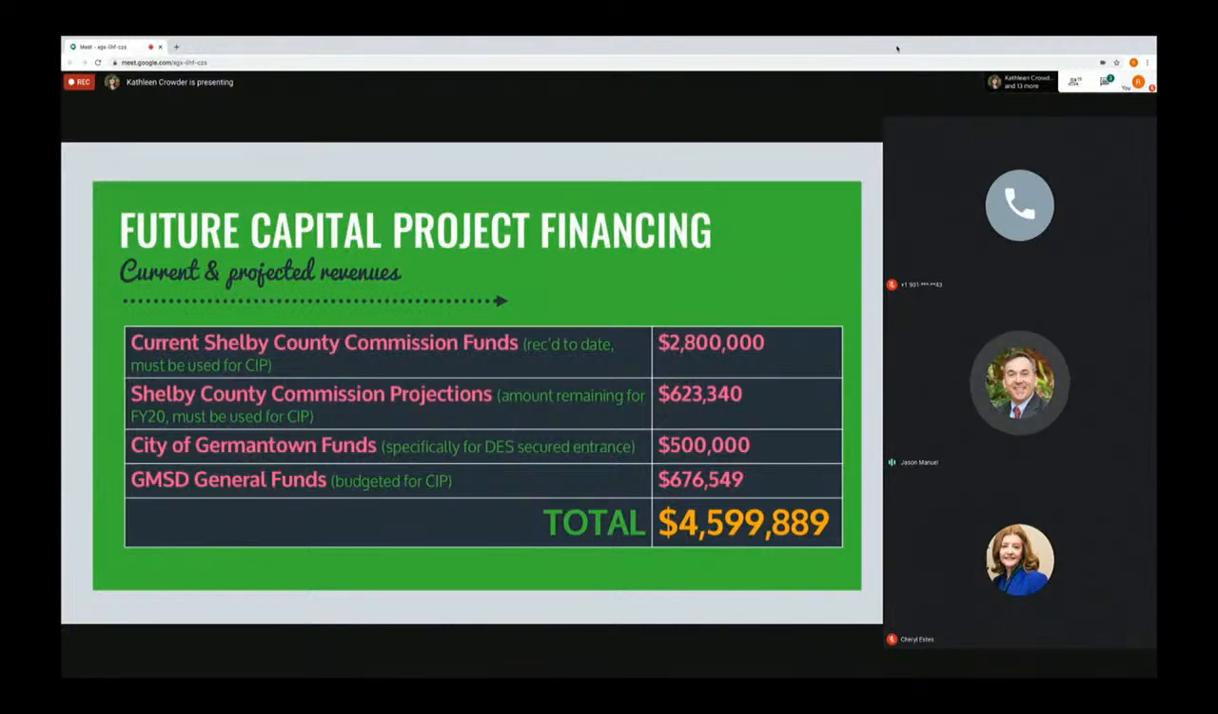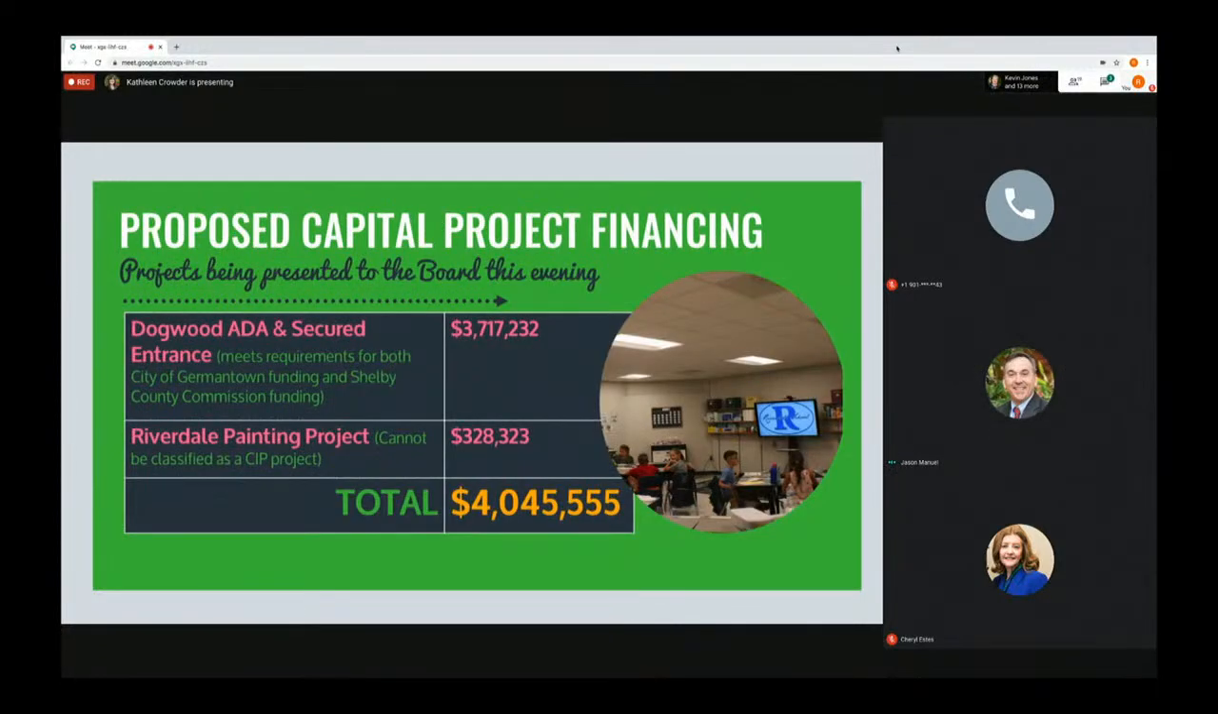So what are we recommending that we do? We can go to the next slide. There are several projects that we bid out before this pandemic hit. One of those being Dogwood's ADA and secured entrance. That will include a ceiling tile and grid, LED lighting, a secure entrance. It also covers door handles, ramps, everything to make sure that school is our first to really be upgraded. And the bid came in at $3.7 million.